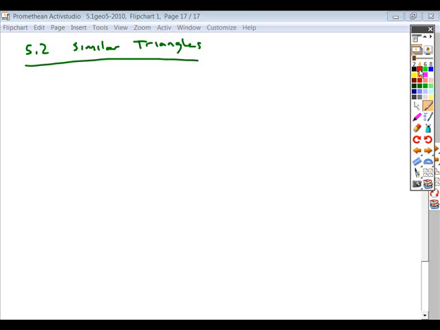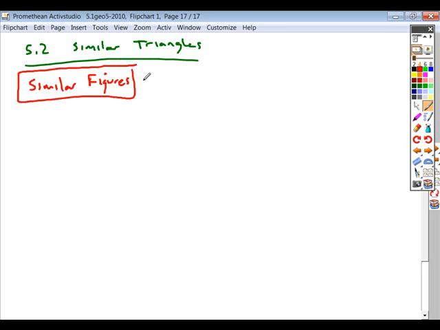When you're dealing with similar figures, however, they're not exactly the same. They're just scaled versions of the same thing. So, similar figures have two conditions that have to be met. Okay, all the corresponding angles are going to be equal.